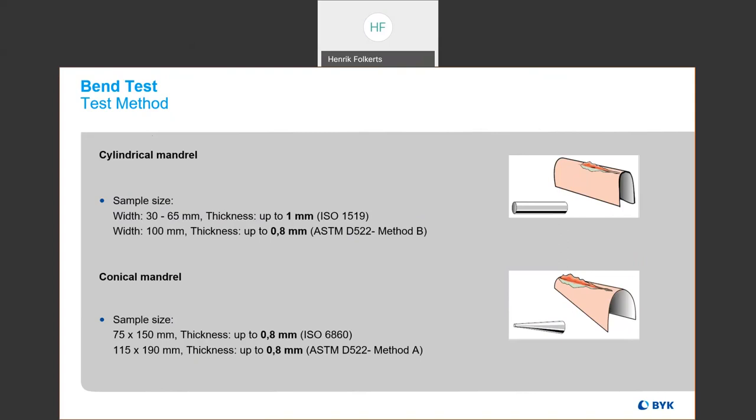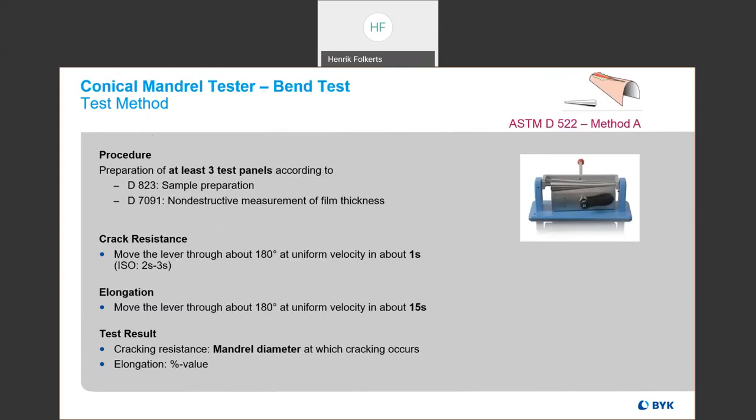Let's have a look at the test procedure according to ASTM D522 method A. At least three test panels should be prepared. A detailed sample preparation can be found in ASTM D823. The film thickness should also be recorded in a non-destructive fashion. The crack resistance is evaluated by moving the lever through 180 degrees at a uniform velocity of about 1 second. That means very fast.